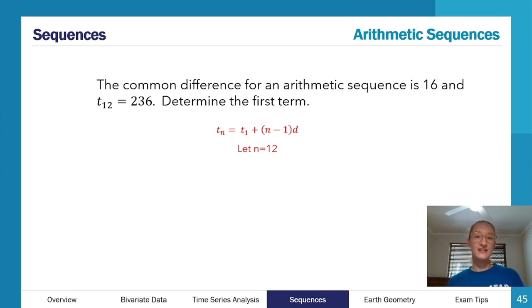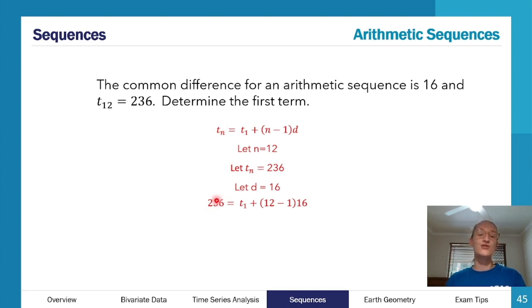T12 is equal to 236. So n is 12. I know what term 12 is. And I also know that Tn is 236 and I'm told that the common difference is positive 16. So what I can do is substitute in for everything we know.